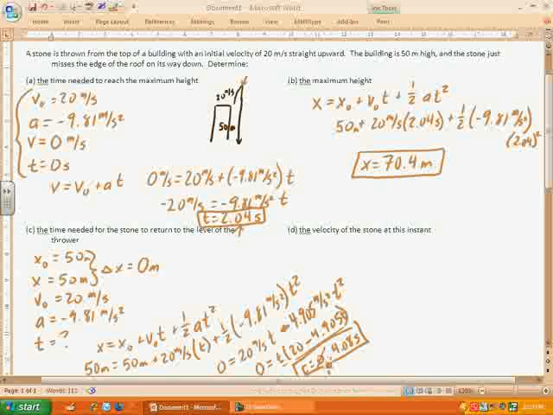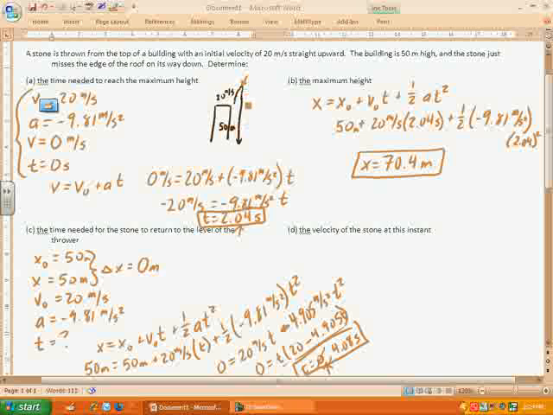And let's try letter D. What is the velocity of the stone at this instant? Okay, well, some of you can reason through this and say, I started out with a certain velocity. It's accelerating with a constant acceleration for 2.04 seconds and gets to 0, which means that there was a change of 20 meters a second, right? It went from 20 meters a second to 0 in 2.04 seconds. The acceleration is remaining constant.